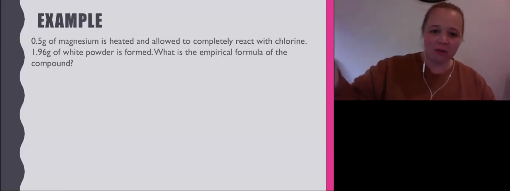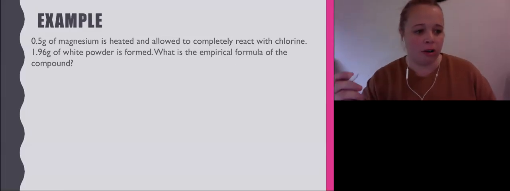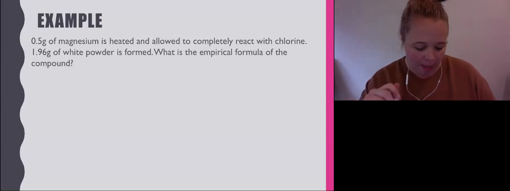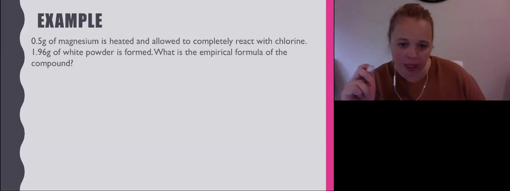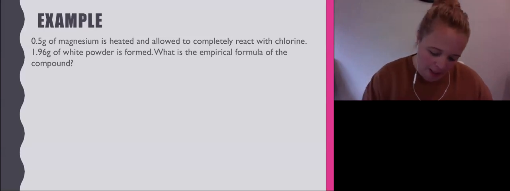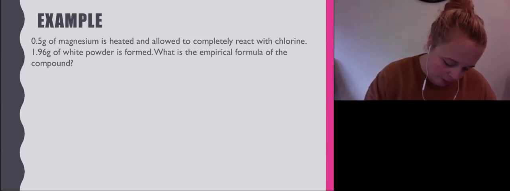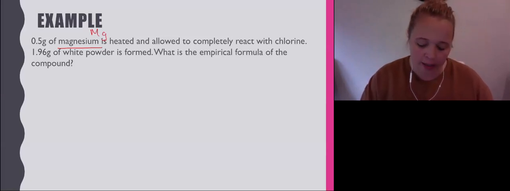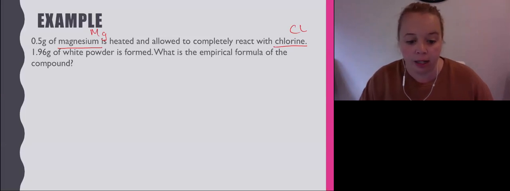Okay, here I am back with example number 2. So now we're on page 38 still, but example B. Example B says we've got 0.5 grams of magnesium. So I know that I've got one element here, magnesium, is heated and allowed to react completely with chlorine. So there's my second element that I have.